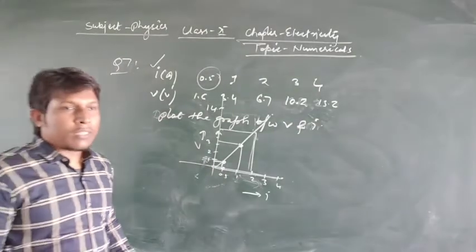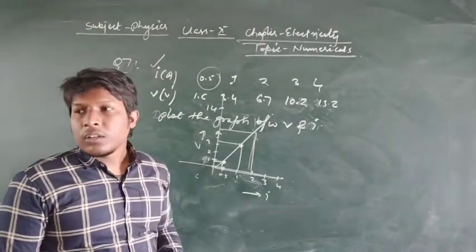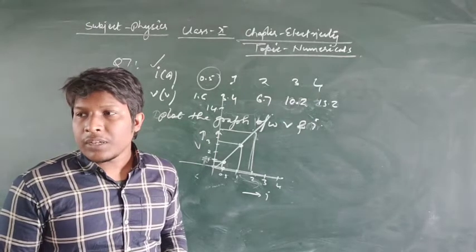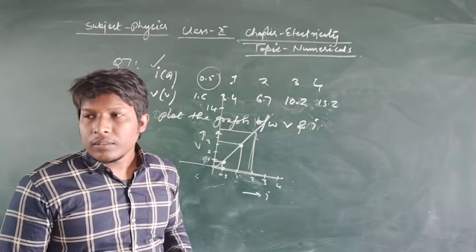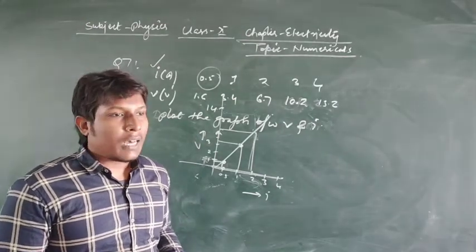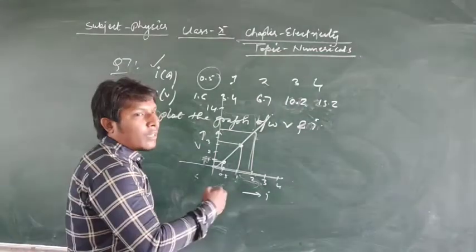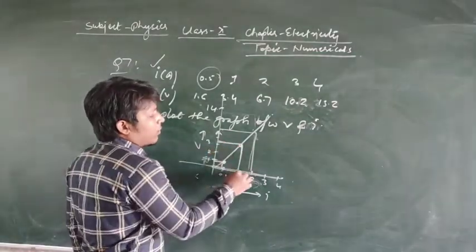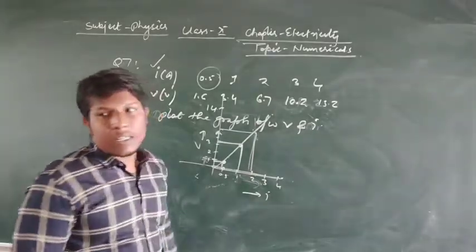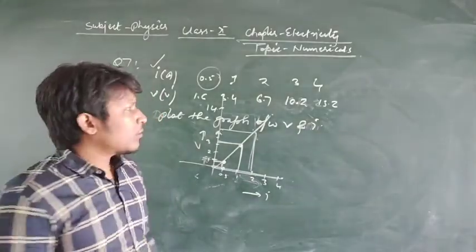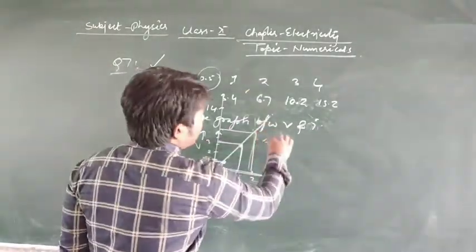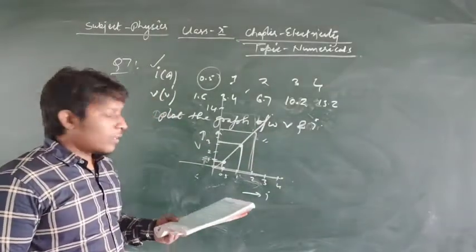If it is an ohmic resistance, it follows Ohm's law, so it will be a straight line. R is equal to V by I, or V is equal to IR. So V is directly proportional to I. At a constant value of R, V and I are directly proportional, so you get a straight line. This is the graph between V and I.